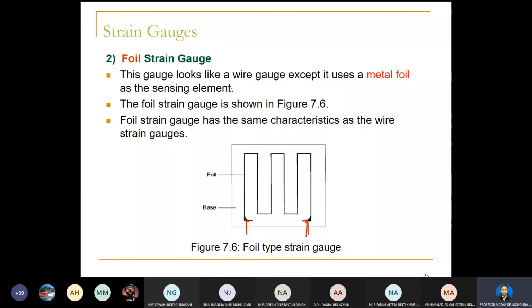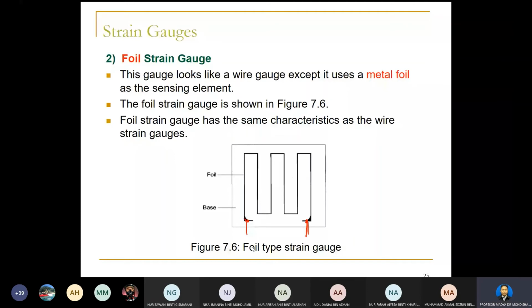Metal foil is the sensing element. Before this they used wire, very fine, very small wire, and in this one you use metal foil. The foil strain gauge is shown in Figure 7.5, some examples. The foil strain gauge has the same characteristics as the wire strain gauge. It will be similar to the wire strain gauge.